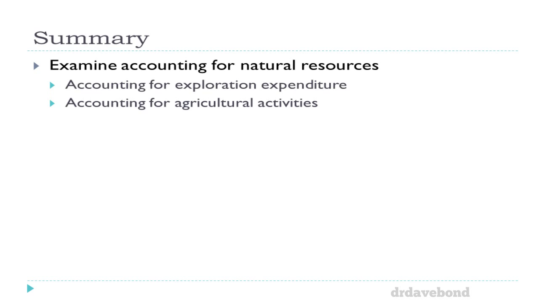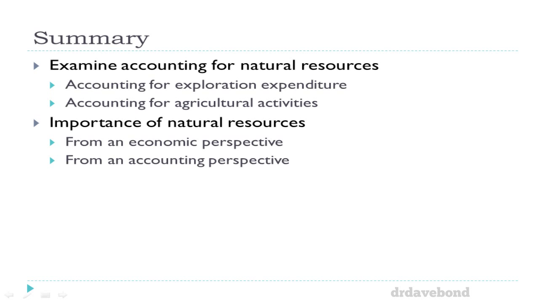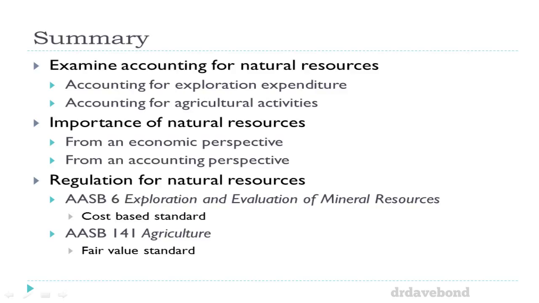Summary, we looked at accounting for natural resources, we looked at the importance of those natural resources, and we looked at the regulation. And if I can hold you for 2 seconds. AASB 6 is a cost-based standard. AASB 141 is a fair value standard. We will be looking at fair value standards as we move through this course. There's argument that the regulators are looking to try to change more things into fair value accounting. On the flip side, there's a lot of pushback saying fair value accounting actually exacerbated the financial crisis. We'll look at why that was the case when we do financial instruments after the exams.